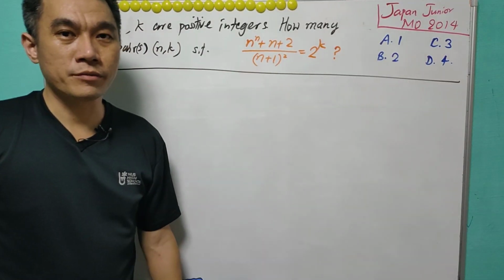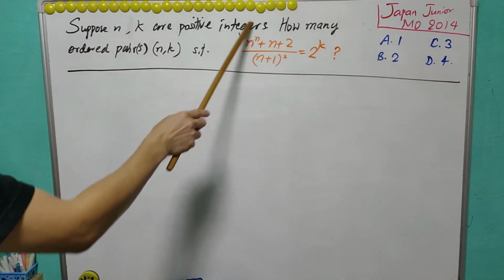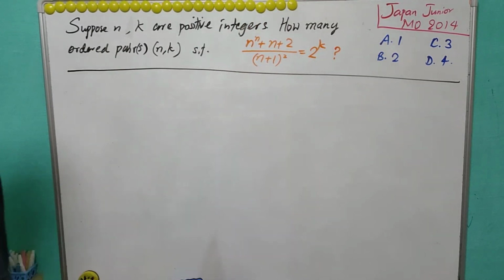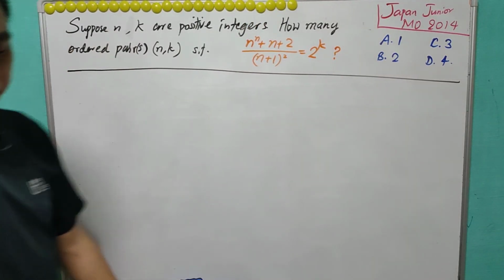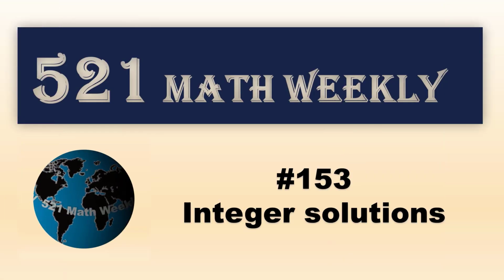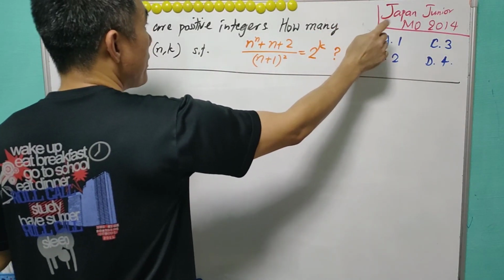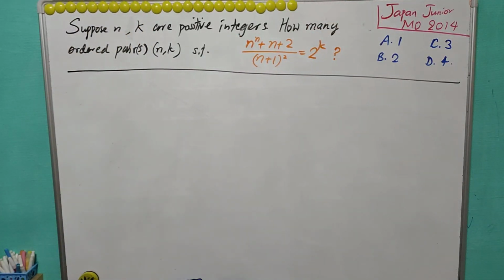Welcome to another math problem of the week. n, k are positive integers. The expression equals 2 to the power of k. Let's talk about it. This question comes from the Japan Junior Math Olympiad 2014.